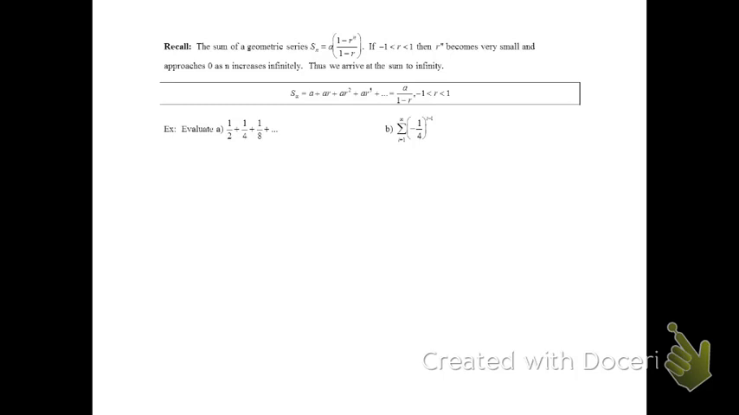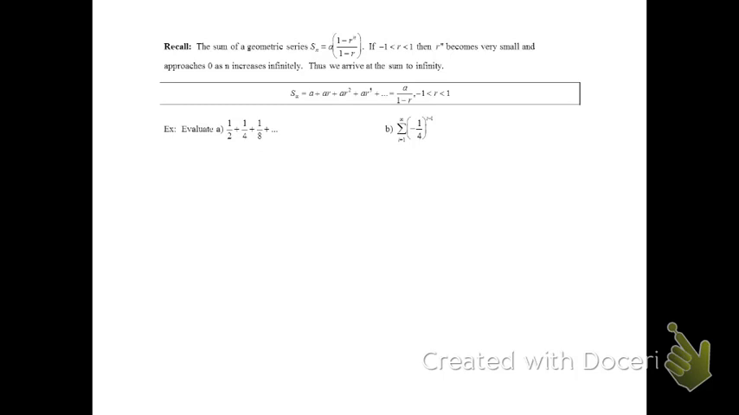Okay, so now we're going to start looking at sums to infinity. So the idea where the value just keeps increasing and increasing and increasing. We're summing just a never-ending list of numbers to infinity, and we're trying to understand what that sum might be.